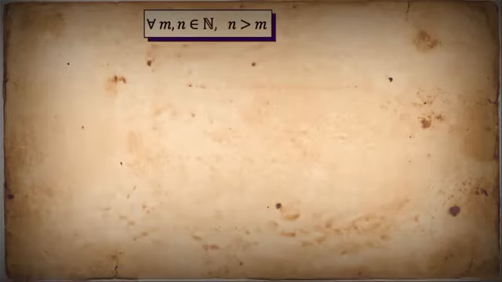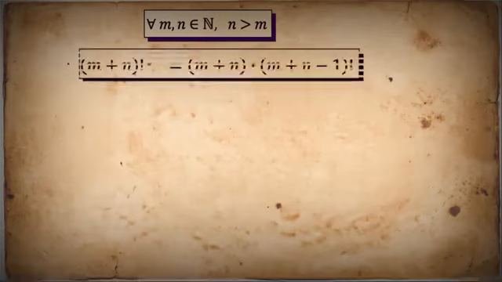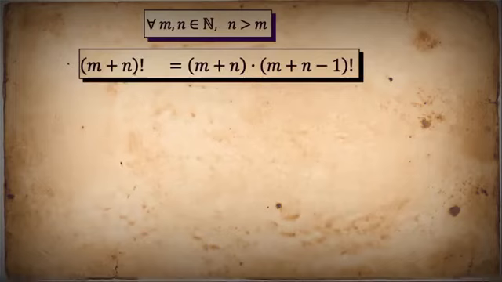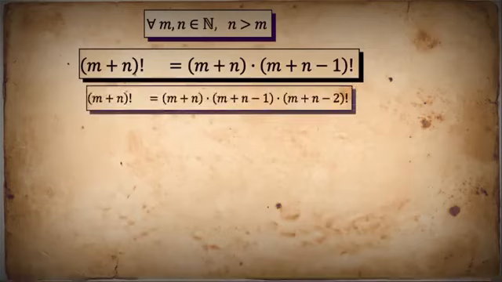We introduce two positive integers m and n, with n strictly greater than m, and we will carefully construct an algebraic identity that can be extended to real inputs. Starting from the recurrence, we can expand the factorial of m plus n step by step. Applying the recurrence once, the factorial of m plus n equals m plus n times the factorial of m plus n minus 1. Applying it again, the factorial of m plus n equals m plus n times m plus n minus 1 times the factorial of m plus n minus 2. Each application peels off one factor and reduces the argument by 1.